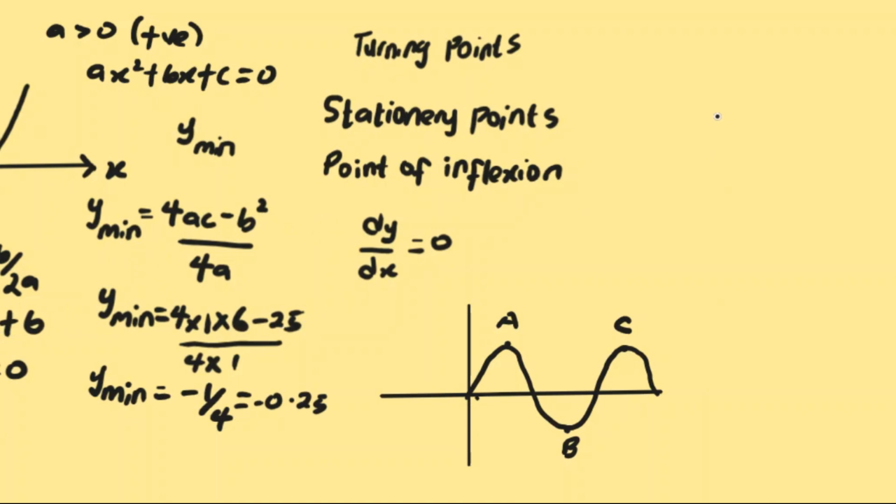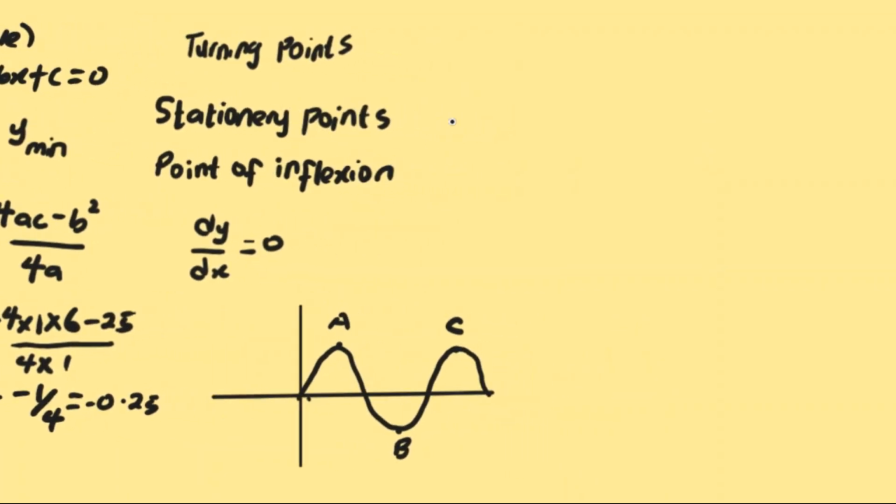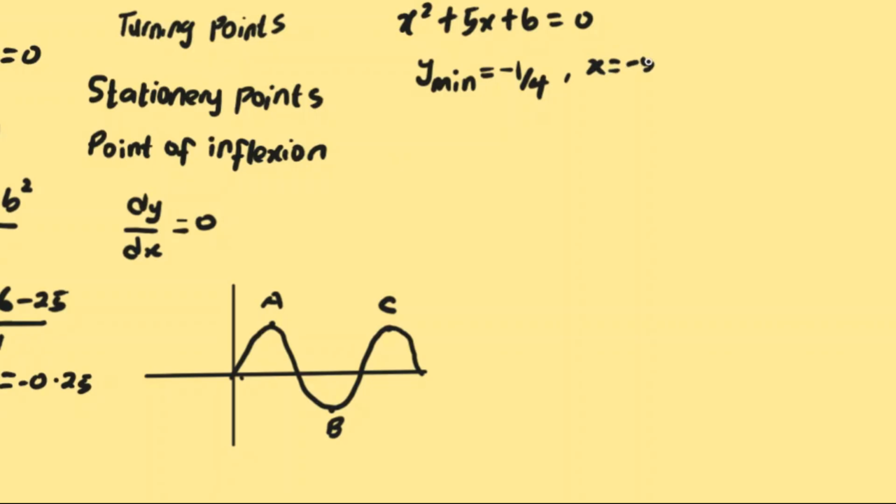So now let's apply this concept to this quadratic equation, which is x squared plus 5x plus 6. Don't forget, let me rewrite it. The quadratic equation x squared plus 5x plus 6 is equivalent to 0. We got the minimum value using the quadratic formula before to be minus 1 over 4. And we also got the value of x that will give us that minimum value to be minus 5 over 2.